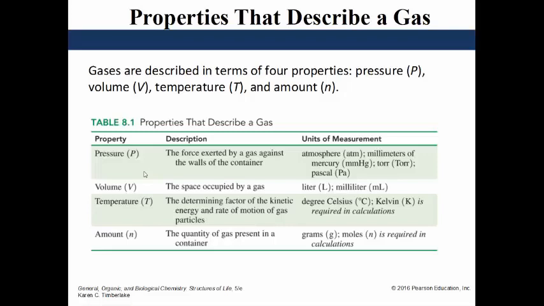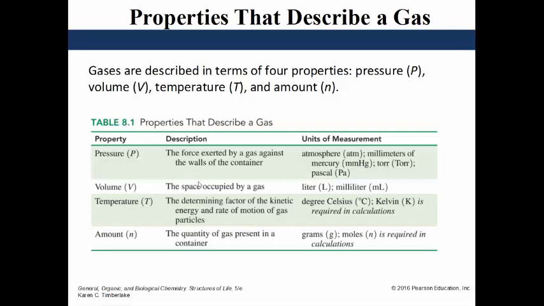There are multiple units of measure that you can use for pressure. Atmosphere, which is represented by ATM. Millimeters of mercury, mm for millimeters, and Hg, the elemental symbol for mercury. Torr, the actual word torr, and then pascals, Pa. Any of these units can be used to represent pressure.